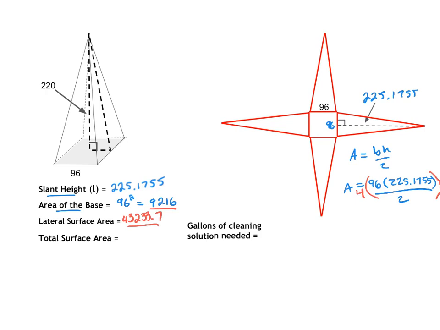Then to find the total surface area, I just need to add the area of the base plus the lateral surface area. And when I add those two together, it gives me the total surface area, which is 52,449.7.